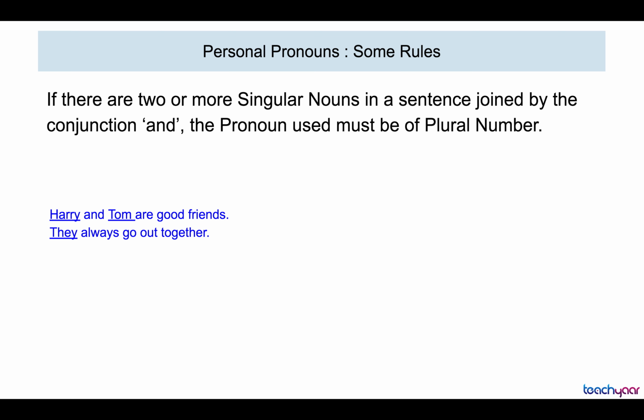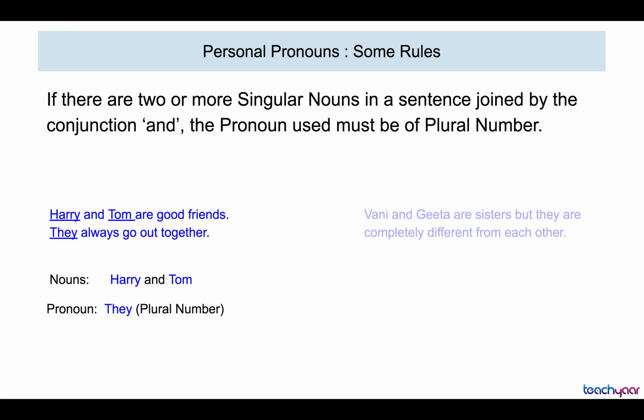So Harry and Tom are good friends. Obviously there are two people. One is Harry, one is Tom. So when we take them together, they are more than one. So therefore the pronoun has to be plural. So when we use the plural pronoun, it becomes they. Because both of them are going out together, so the pronoun is plural.